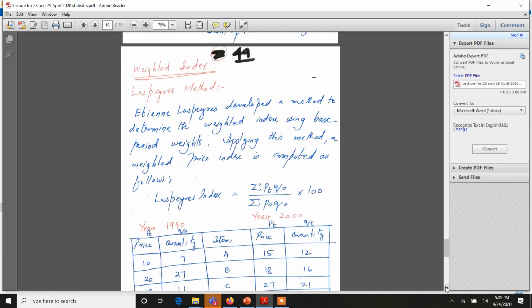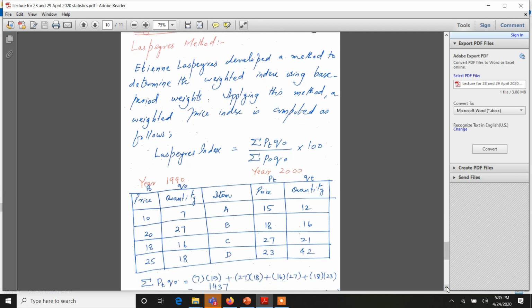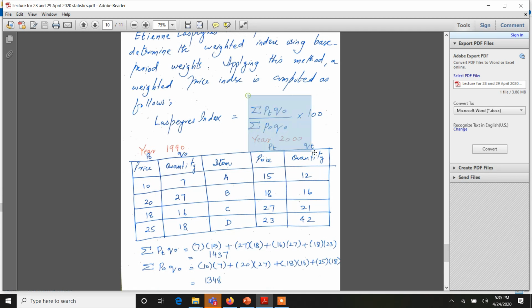Next we have the weighted index number. In the weighted index number, not only do we use the data of price, we also use the data of quantity. Different statisticians proposed weighted index numbers. The first one was Laspeyres. The Laspeyres index number formula takes the sum of Pt Q0, where Pt means prices of the current year and Q0 means quantity in the base year, and then we divide by the sum of P0 Q0, that is price in the base year and quantity in the base year.